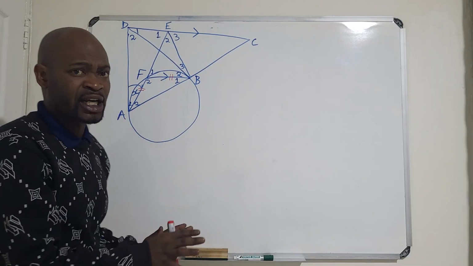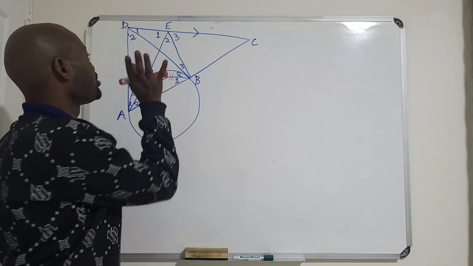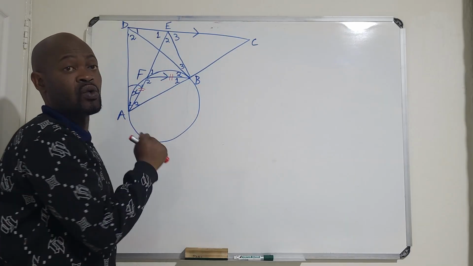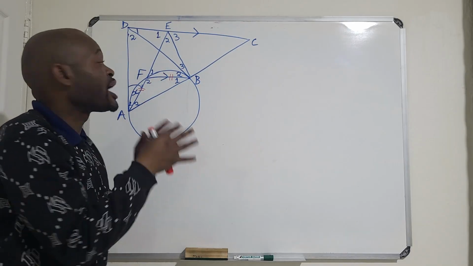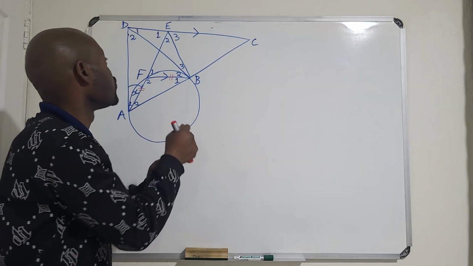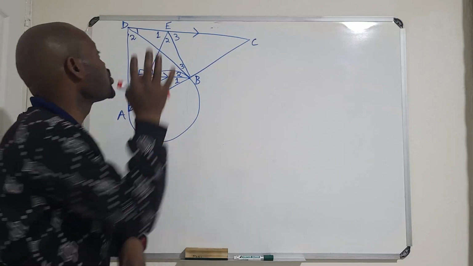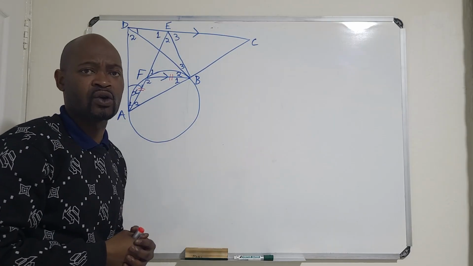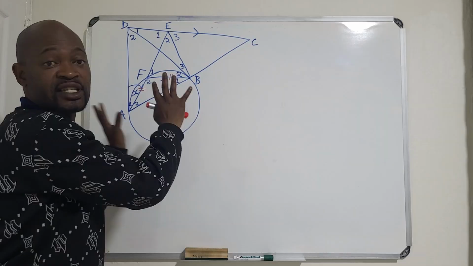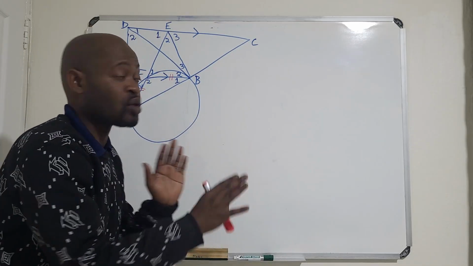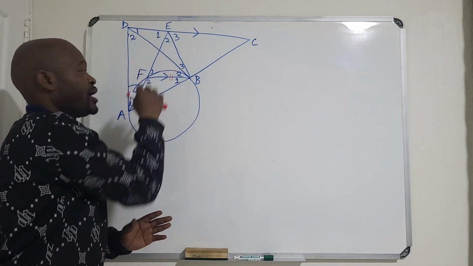Now, cyclic quads are already out because they never told us about a cyclic quad. Even though they are going to ask us to prove that something is a cyclic quad, it does not mean that we are given cyclic quads. Therefore, we don't have cyclic quads because they never talked about any cyclic quad here.